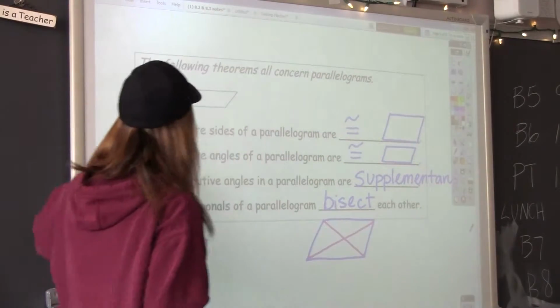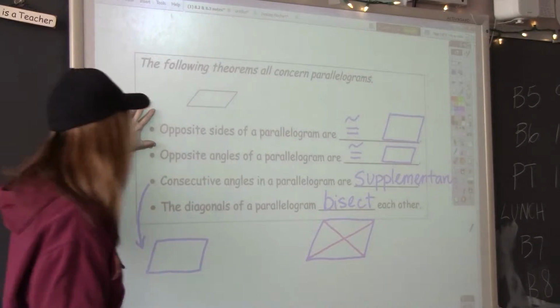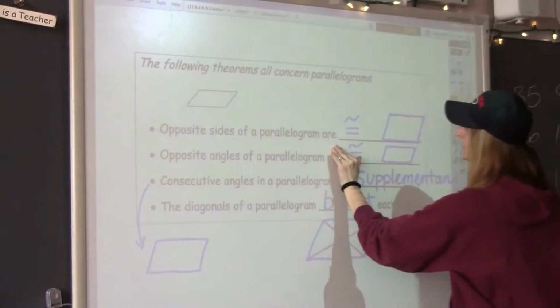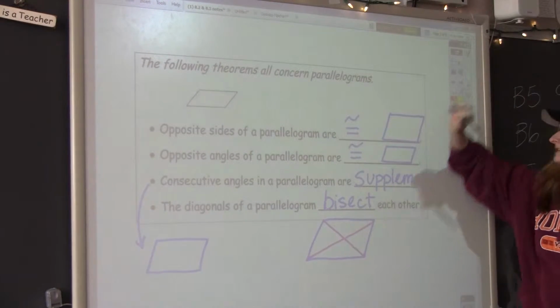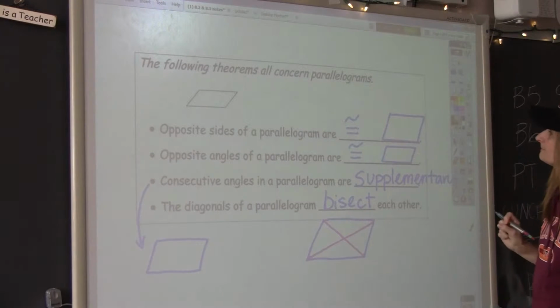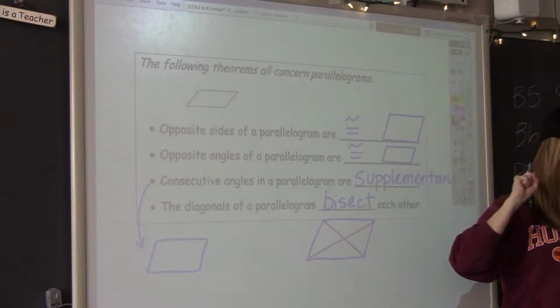Okay. All right. So these are theorems that all concern parallelograms. Opposite sides of a parallelogram are, what does that mean? Okay, so how do I represent that on this figure here? Showing that opposite sides are congruent.